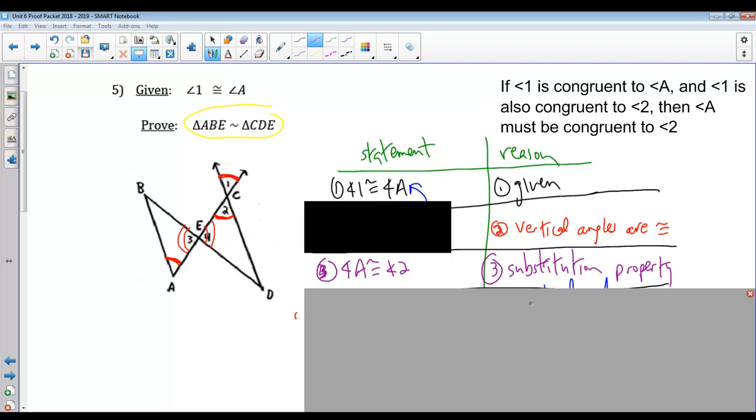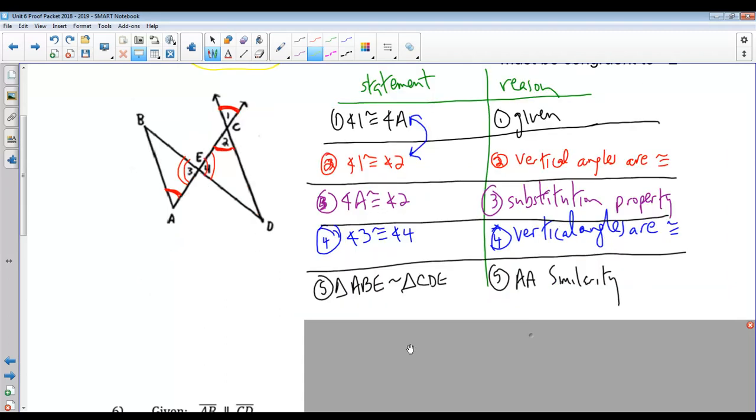The only trick for this one is, this looks a lot like the first one we did where it told you these lines were parallel. But it doesn't say that in this proof. Okay, you can only use the information that they give you. So looking here, we have our vertical angles, we have our angle-angle similarity, and we're done.